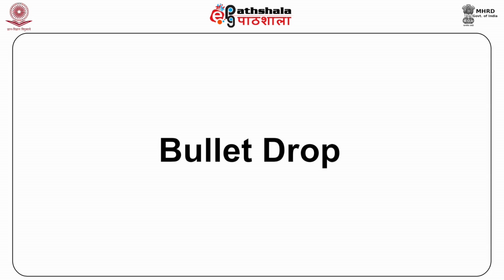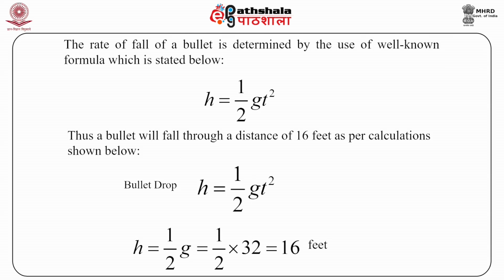Bullet drop. The rate of fall of a bullet is determined by the use of a well-known formula which is stated below. h is equal to half gt square, where h is equal to drop of the bullet, g is equal to acceleration due to gravitational pull of the earth. Its value is 32.17 feet per second square. It is generally taken as 32 feet per second square. t is time in seconds.